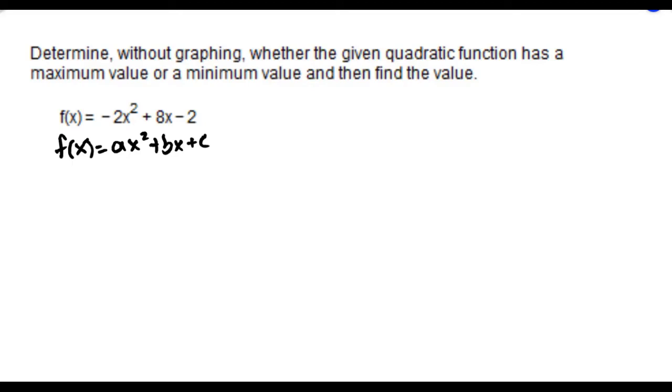We can determine whether this quadratic function has a minimum or maximum value based on the value of a. A is negative 2 for this example, and this value of a is going to tell us the orientation of the parabola. Since a is negative, or less than 0, our parabola will be oriented down. And when a parabola is oriented down, that creates a maximum value at the vertex.